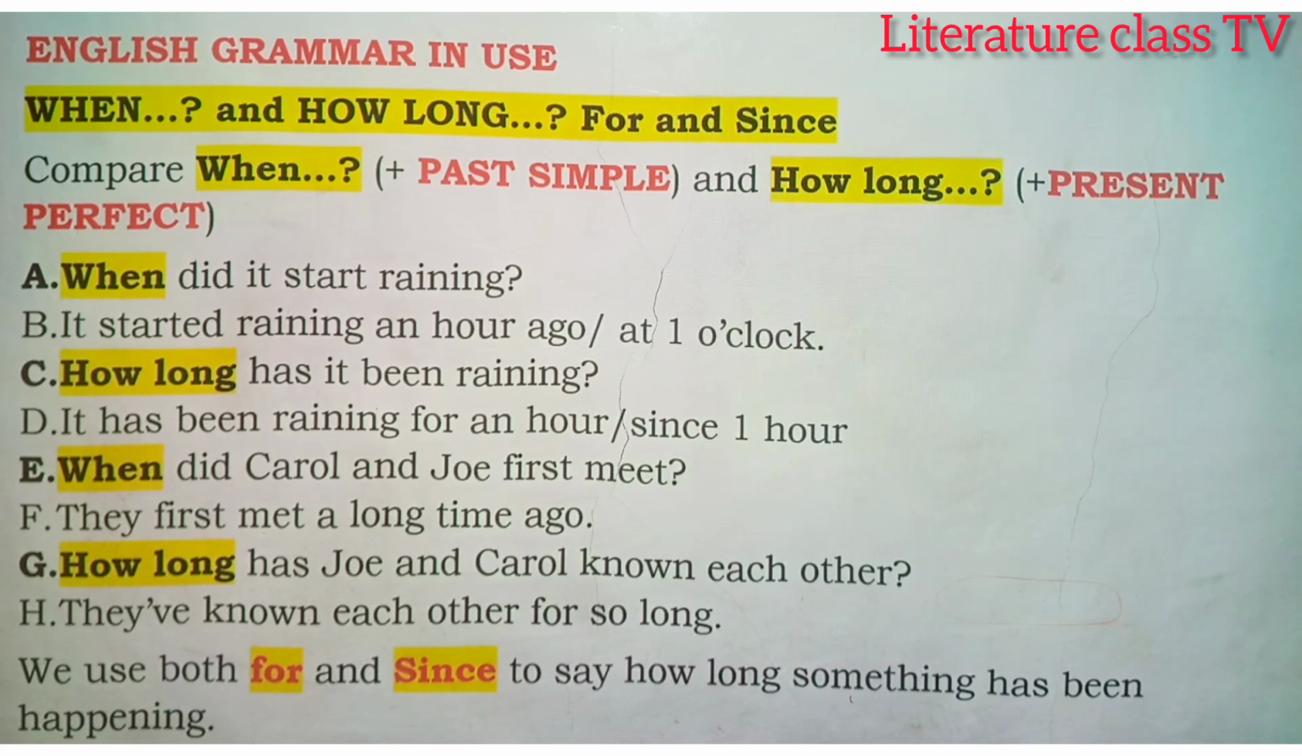What you have to know here, we use how long plus present perfect or present continuous tense. Present perfect continuous tense. And we use when in the sentence where we have past simple. We use both for and since to say how long something has been happening. Are we together? We use for and since to say how long something has been happening.